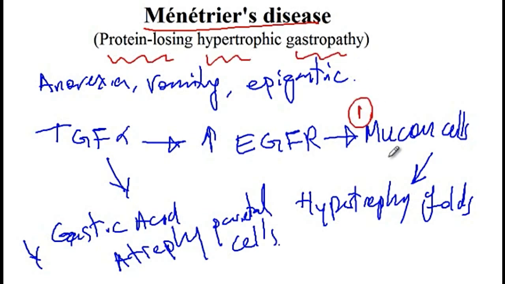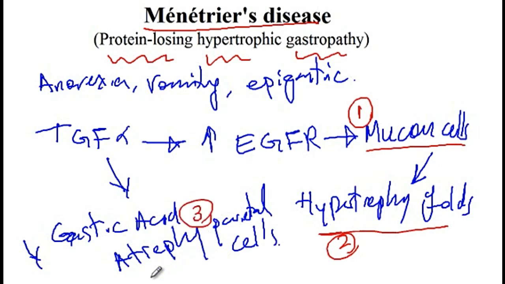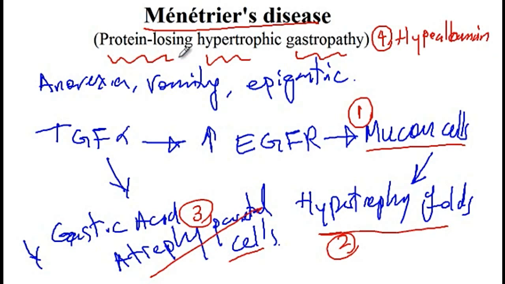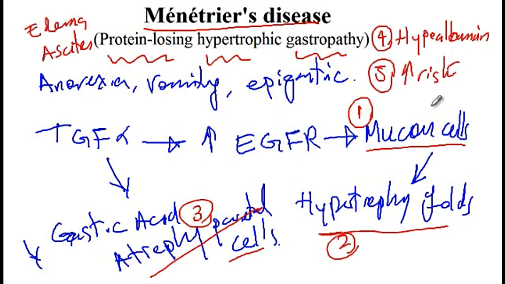is that 1. There is a proliferation of the mucous cells. 2. There is hypertrophy of the gastric folds. 3. There is atrophy of the parietal cells. 4. There is hypoalbuminemia, as a consequence of which the name protein losing has been given to this disorder, and thus these patients can develop edema as well as ascites. And then the final feature is increased risk of gastric carcinoma. And that concludes our discussion of the gastric disorders.